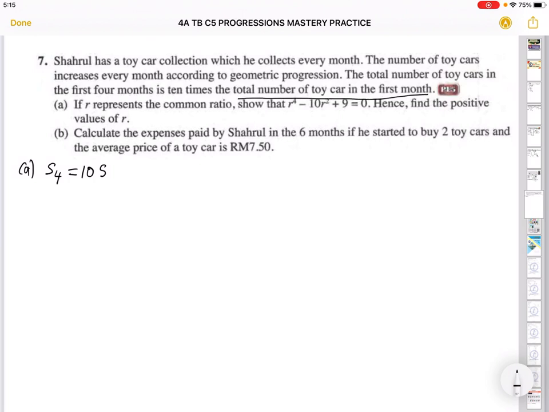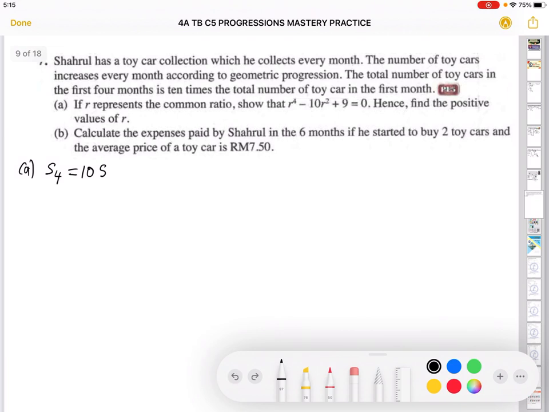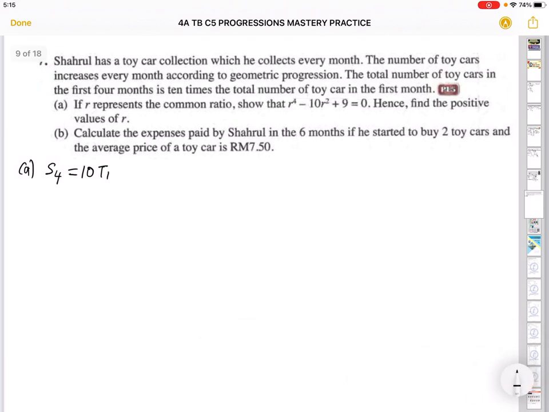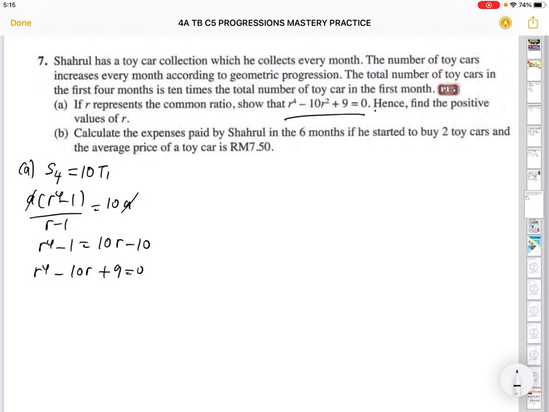So if you don't believe me, let's just say 10T1. If you substitute in, Sn is a(r^4 minus 1) over r minus 1, and this is just 10a, and we're going to cancel the a. Now what we have here, as I multiply over, is a quadratic equation, which is not the same as what we need to show here, right? So I think the question maybe just a typing error. It's supposed to be first 2 months, not first month. So just take note, you can check with your teacher in school. It's supposed to be the first 2 months, not the first month.